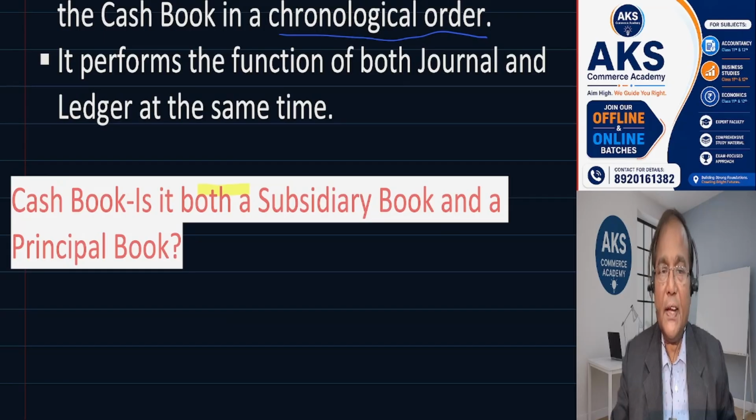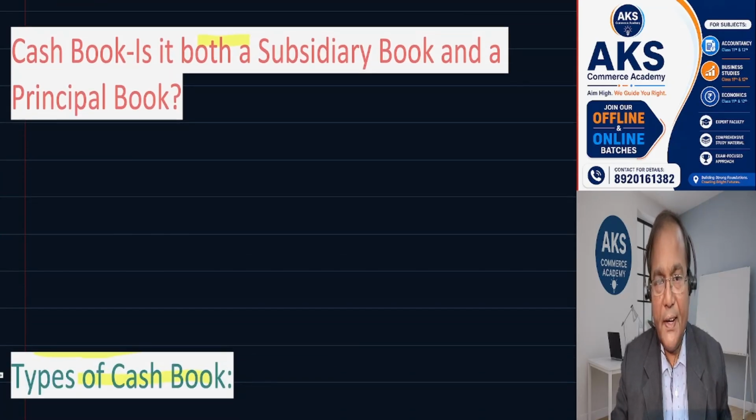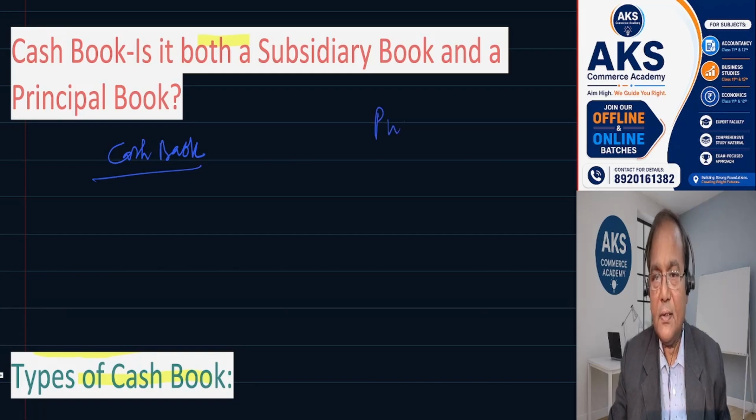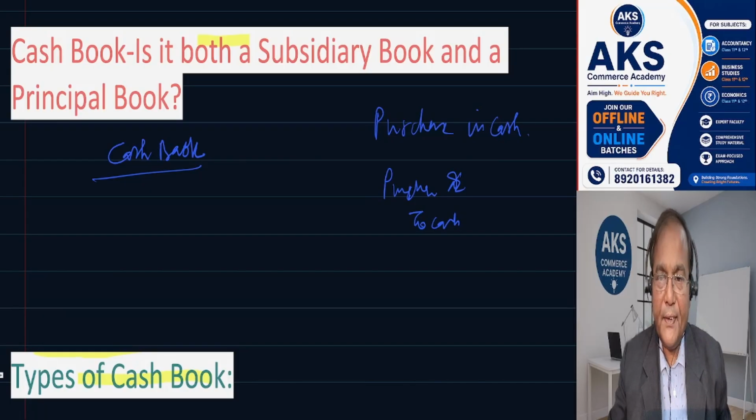Now, the cash book is both a subsidiary book and a principal book. We have already discussed that there will be a cash book if a cash book is maintained. Let's see one example in cash. What is the entry? Purchases debit to cash. When we are purchasing, we debit purchases and credit cash.